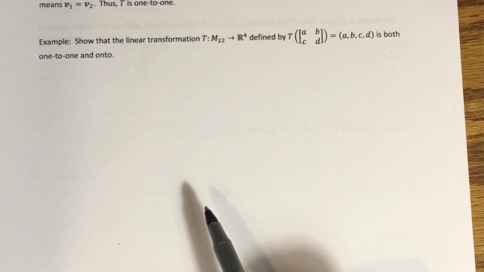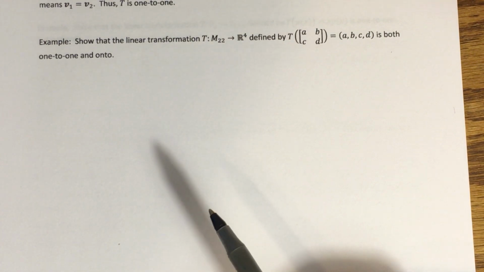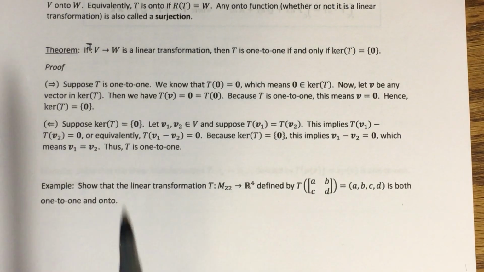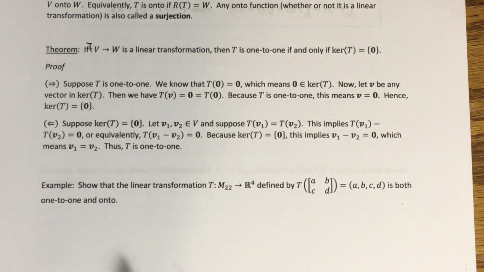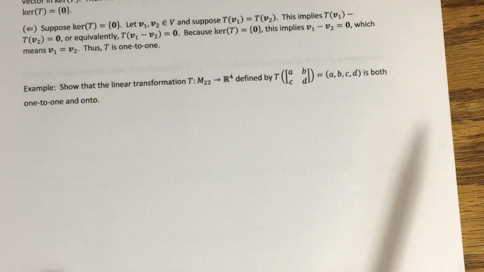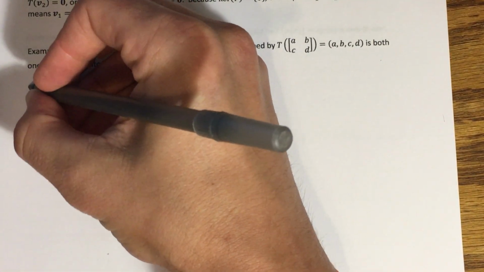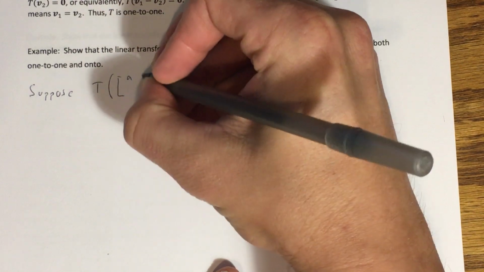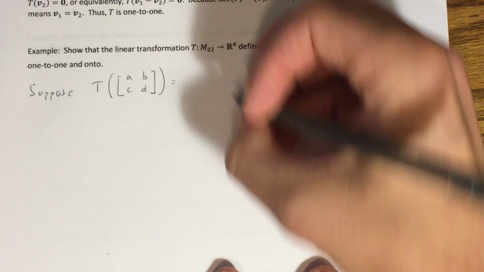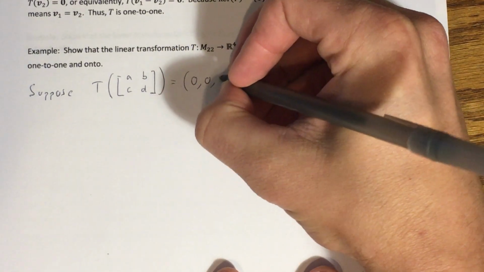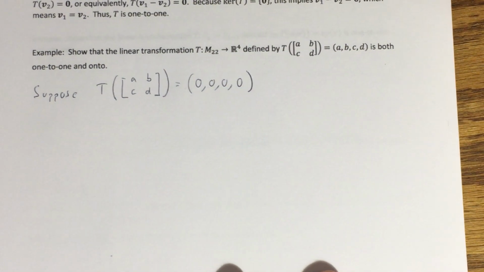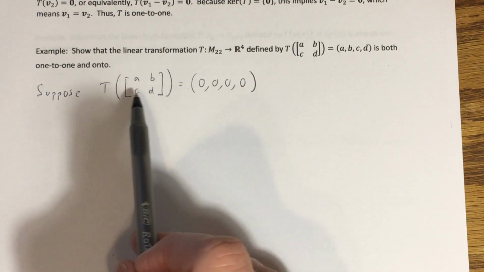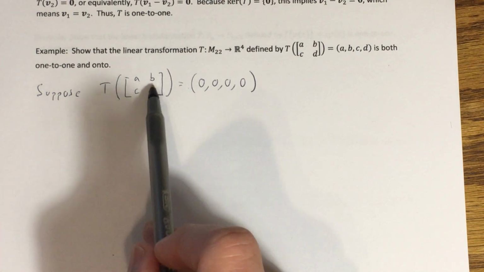Now I can prove the 1-to-1 property using the definition of 1-to-1, and that's actually easy enough to do in this case, but let's practice using this theorem. I showed up here that a linear transformation is 1-to-1 if and only if the kernel of that linear transformation is 0. So suppose T of A, B, C, D is equal to the 0 vector. This is the 0 vector in R4, 4 zeros, right? What I'm saying is let's suppose that this vector in M22, this 2x2 matrix, is in the kernel of T, because if it's in the kernel of T, then it's going to map to 0.